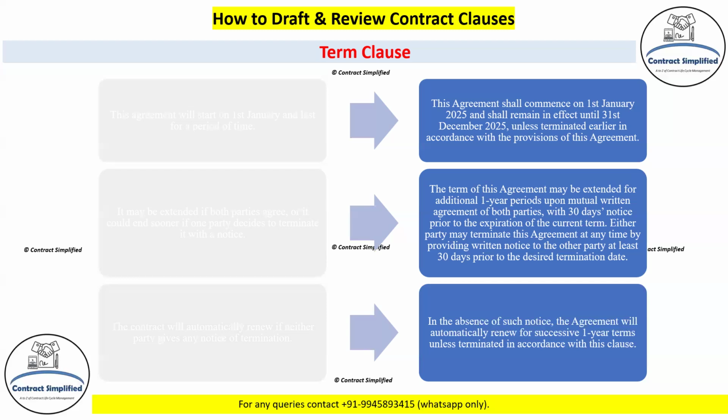A properly drafted term clause protects both parties by setting clear expectations around the contract's duration and how it can be extended or terminated. That's it for today's video. I hope this helped you to understand how to avoid common mistakes in the term clause and how to improve it for greater clarity and fairness.